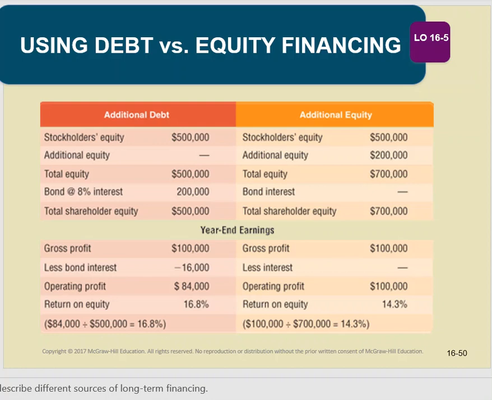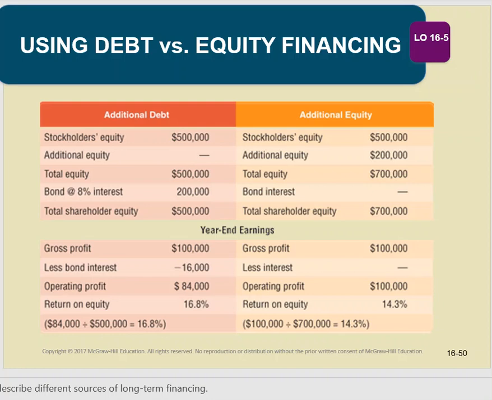On the right side, here, instead of selling bonds, they sold more stock. They sold $200,000 of stock. So the shareholders' equity started at 500,000, but because they sold 200,000 more in stock, now equity is 700,000. The company made the same $100,000 a year, but they don't have to pay interest because there are no bonds. So their gross profit and their operating profit is $100,000. But notice the return on equity is lower than it is for debt. Here we divide the $100,000 of operating profit by the $700,000 of shareholder equity. And you can see that's a rate of return on equity of only 14.3%.